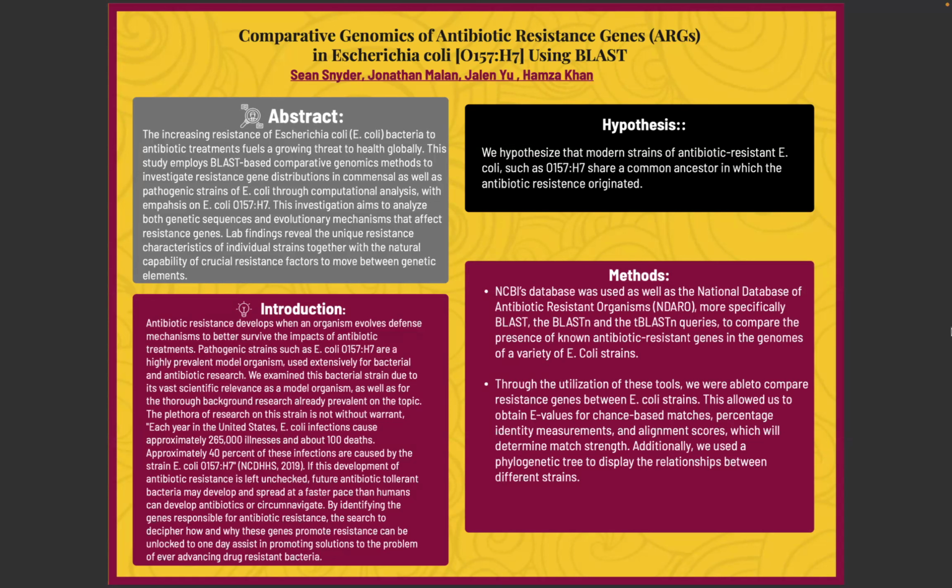The plethora of research on this strain is not without warrant, as each year in the United States, E. coli infections cause approximately 265,000 illnesses and about 100 deaths every year. And approximately 40% of these infections are caused by the strain E. coli O157H7. If this development of antibiotic resistance is left unchecked, future antibiotic tolerant bacteria may develop and spread at a faster pace than humans can develop antibiotics or circumnavigate. By identifying the genes responsible for antibiotic resistance, the search to decipher how and why these genes promote resistance can be unlocked to one day assist in promoting solutions to the problem of ever-advancing drug-resistant bacteria.